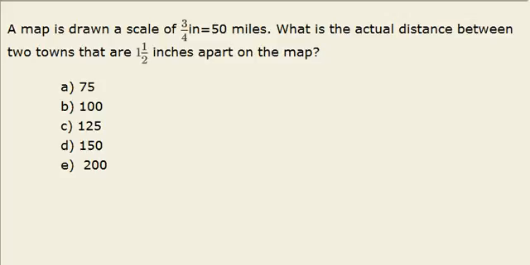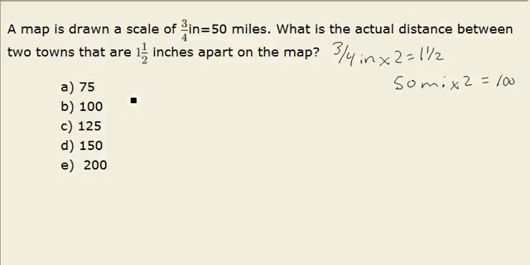1 1/2 is twice as much as 3/4. So then we can infer that the unknown value is also twice as much. So we can write this as 3/4 inches times 2 equals 1 1/2. And knowing that 3/4 inches times 2 equals 1 1/2, we can now write 50 miles times 2 equals 100, so that our answer would be B, 100 miles.